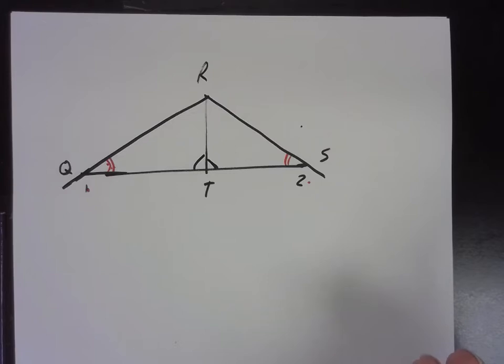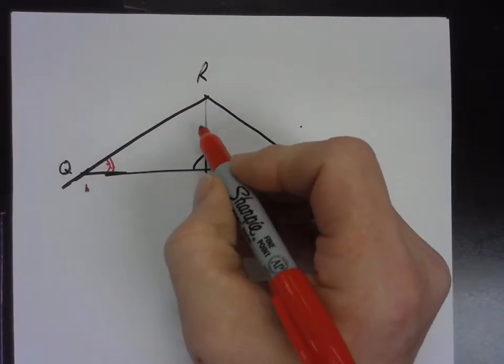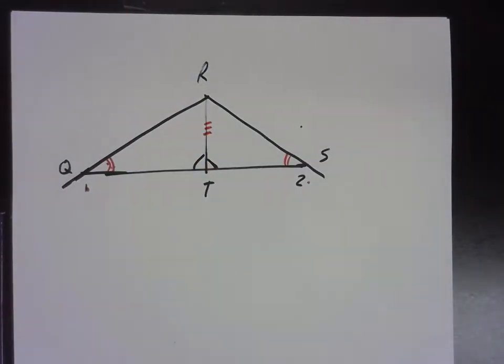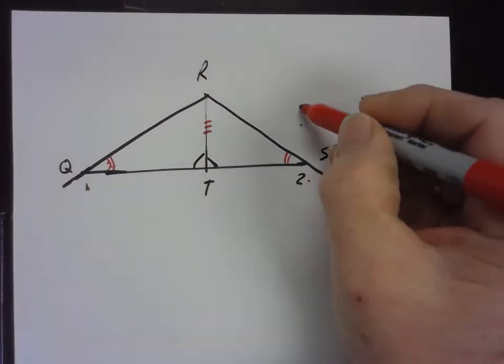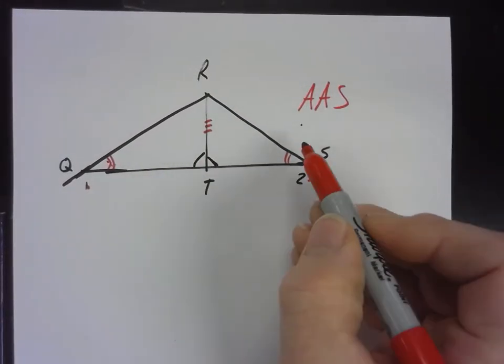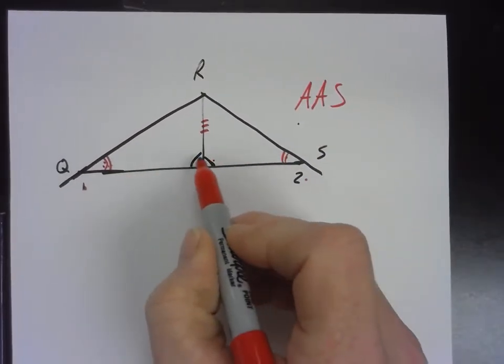What do we got? We need a side. What side can we get? RT, right. They share that side in common. Reflexive property says that one's congruent to itself, of course. So now what do we have? Now it's side, angle, side. Angle, side. Angle, side. So angle, and then the angles here, and then the side here.